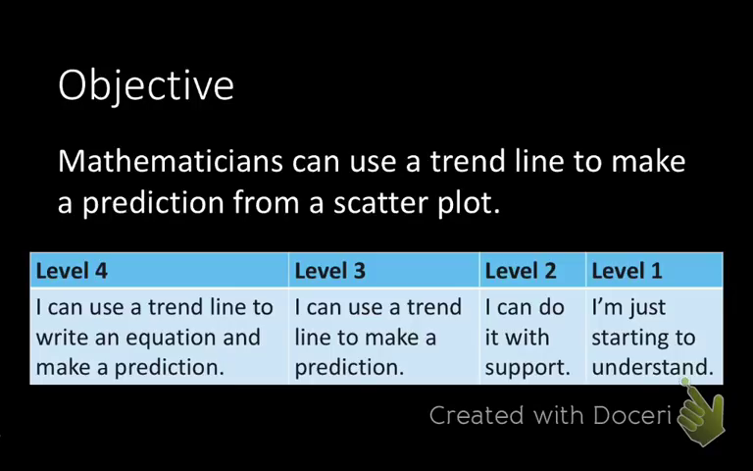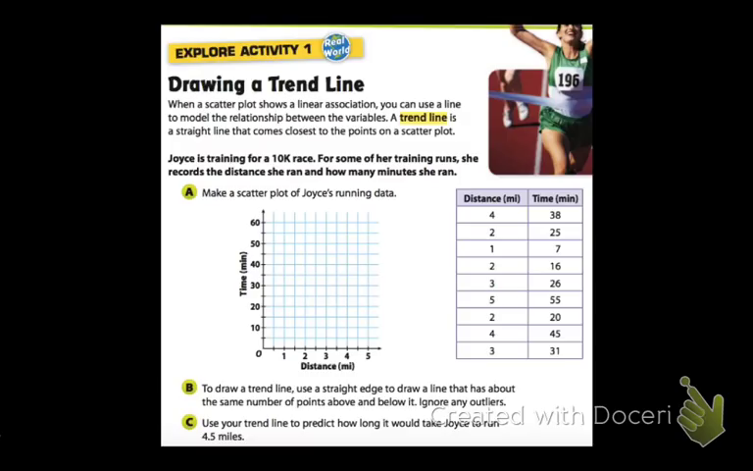Today, your objective is that you all, the mathematicians in this classroom, can use a trend line to make a prediction from a scatter plot. So you'll notice our level 3, where we want to be by the end of class, is that you can make a prediction from a trend line. The level 4 is that you can write an equation and make a prediction. Level 2, you can do it with some help or some support. And level 1, you're still working at that beginning level understanding.